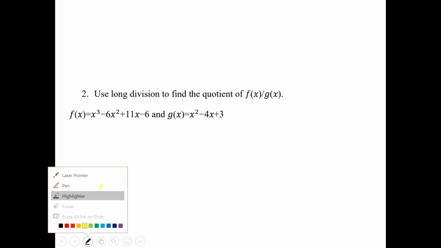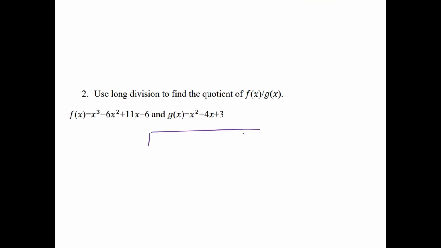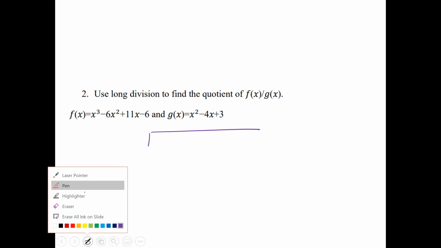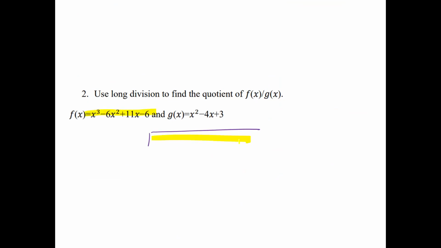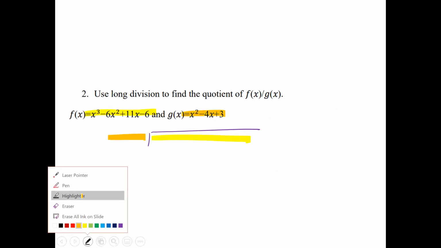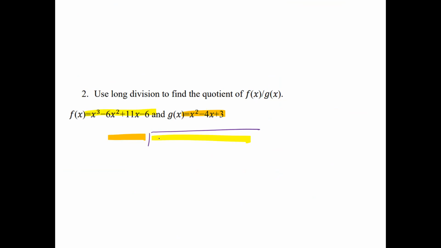All right, I'm gonna have you guys try this one on your own. And so we're gonna set it up. So you have the little bar right there. And remember, this goes on the inside. This part goes on the outside. And then you're just gonna simply put x cubed minus 6x squared plus 11x minus 6. And then x squared minus 4x plus 3. So give that a try on your own, and then we will go over it together.